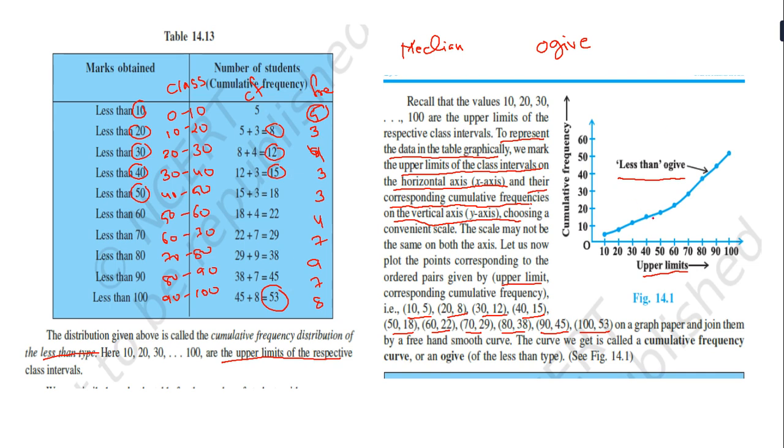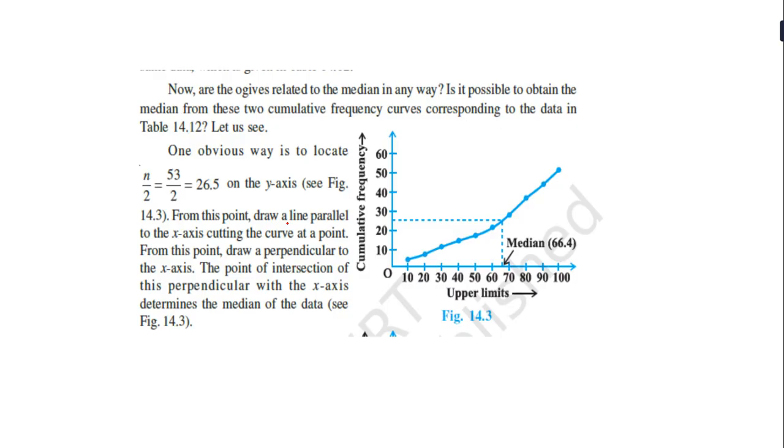Now I want to draw from here. If I want to find out the value of the median from the ogive, n is equal to 53. So n by 2, that is 53 by 2, that is 26.5. So CF 26.5, so it is here. In the next figure we see that the ogive is related to the median.